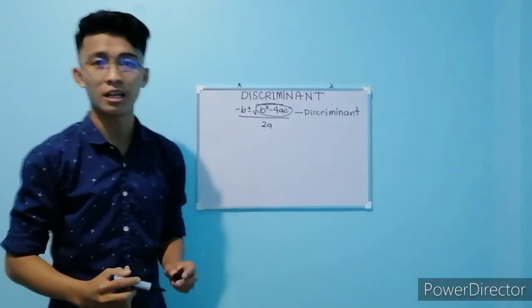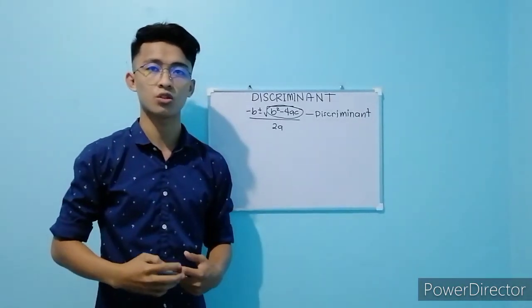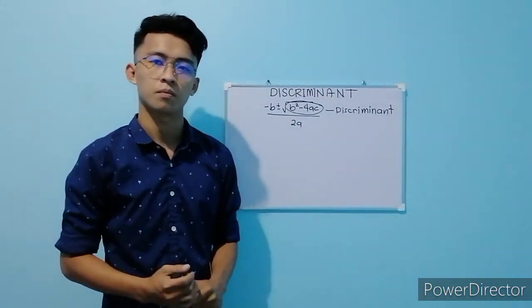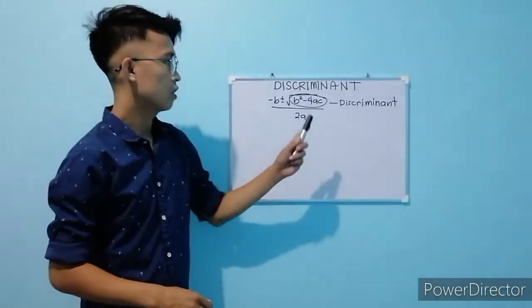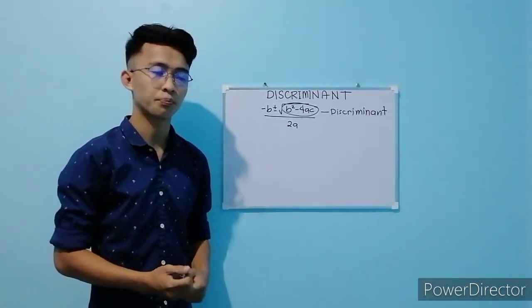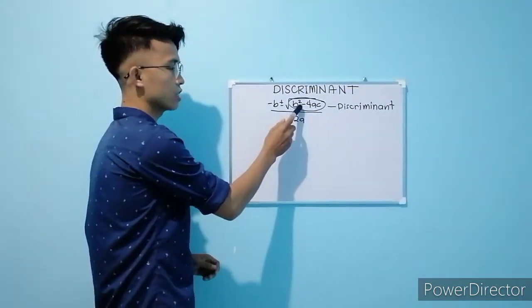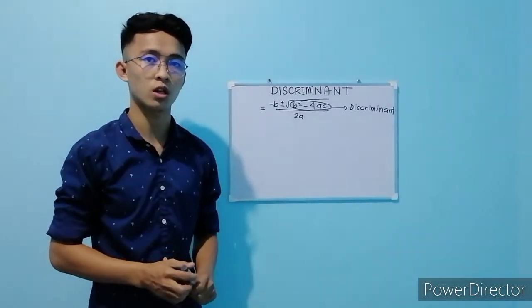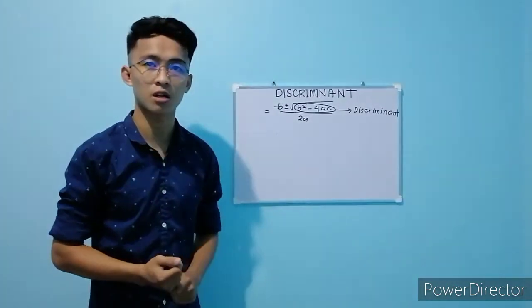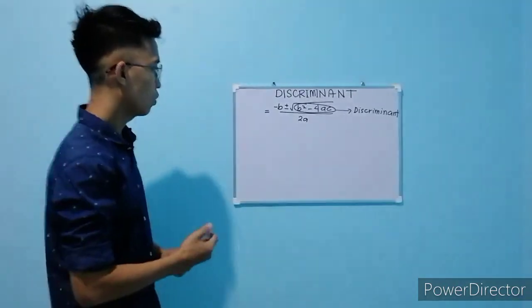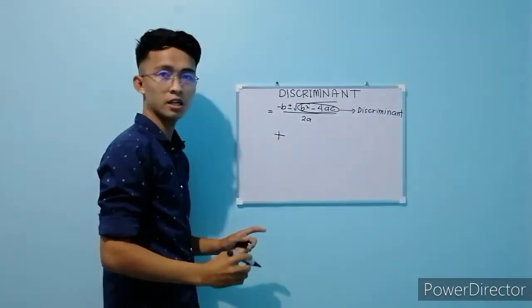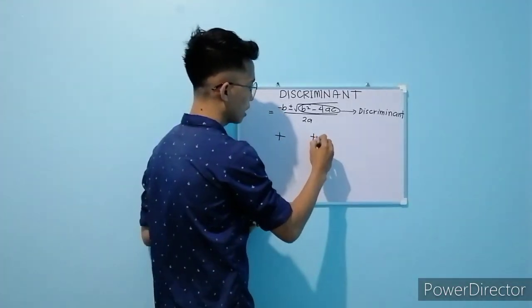With the use of the discriminant, we can find how many solutions a quadratic equation has. So given that this is our discriminant, we have three important rules that we need to consider in solving for the discriminant of a quadratic equation. What are those? When the value of the discriminant is positive, it means that we have two real solutions.